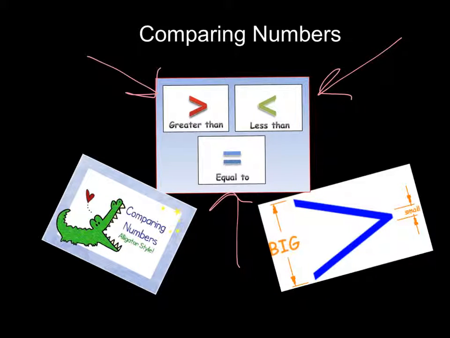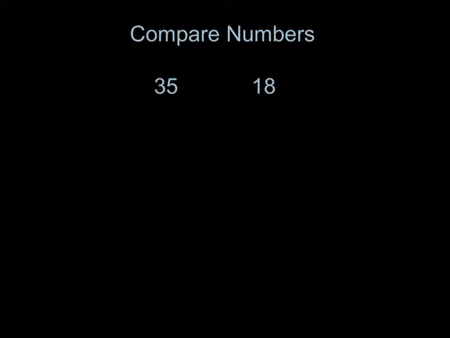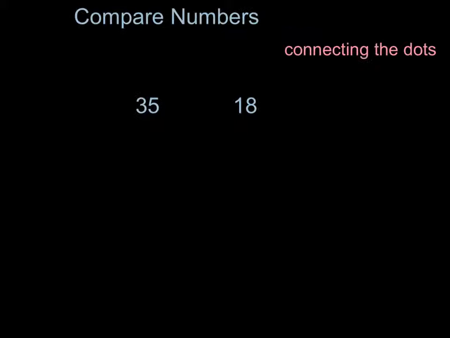Another way to sort of remember which way the symbol should go is to look at it this way, and the bigger number opens up to the bigger side, and the smaller number is the point of the angle. So those are different ways that you may be familiar with from the past. Well, I'm going to show you a different way, because it's always good to have more than one way to remember how to do something. So this method I like to call connecting the dots.